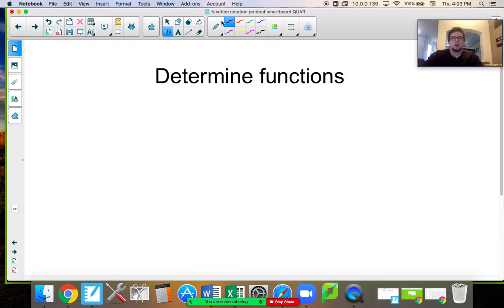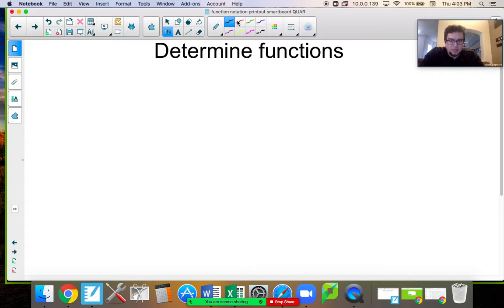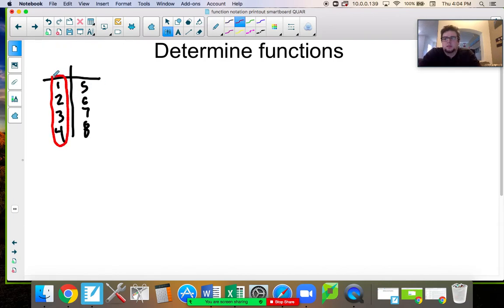All right, so determining functions. How do we know if something is a function or not? We're going to look at just tables for right now. We're going to introduce the other ones as we go. What we really are looking for are the input values. So we look right here. What we're looking for is repeats right here.